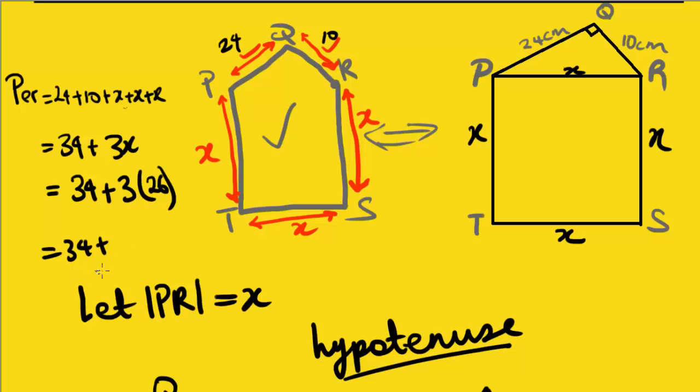plus 3 times 26, which is, I just have to do this in my head, 3 times 6 is 18, 3 times 2 is 6, 7, which gives you 112 centimeters. So sorry for this bit being a bit rough, but that's all it is.